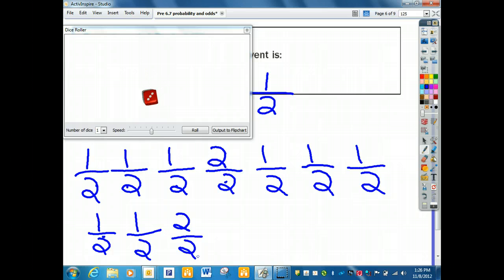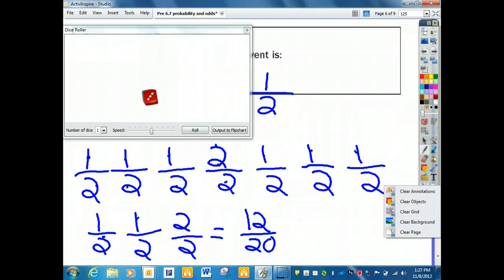But let's see when you add them all up now. Out of 20, if I were to add up your whole data, how many were odd? 1, 2, 3, 4, 5, 6, 7, 8, 9, 10, 11, 12. 12 out of 20. Is that pretty close to half? Yeah. The point I'm trying to make is the more data that you have, the more trials you have in your experiment, the more accurate your data will be.